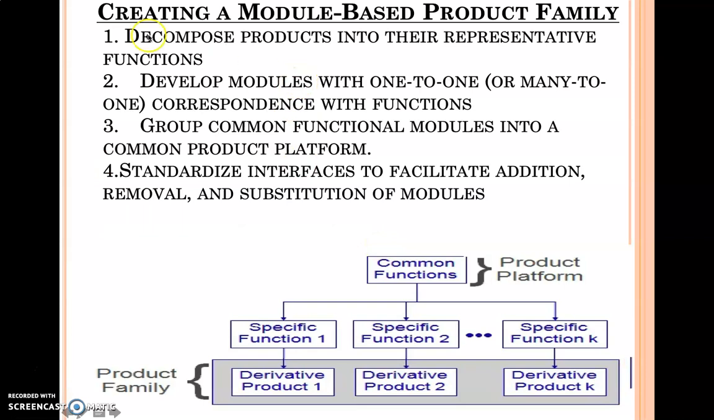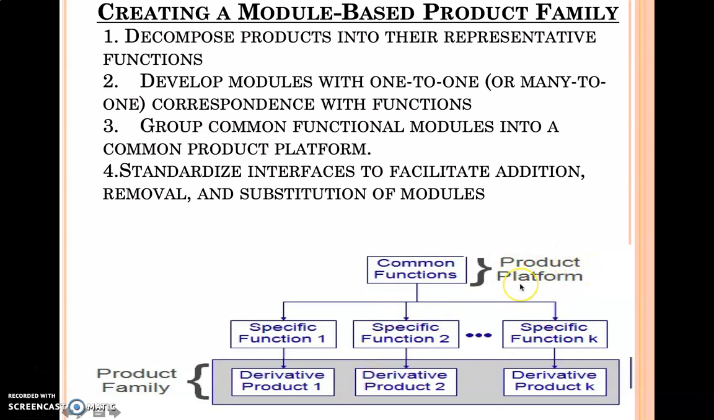Okay, so creating a module based on the product family, what you have to do is decompose the product into its representative functions and develop modules one to one. Then group common functional modules into a common product platform with standardized interactions. So this is your common function, you have divided it into some specific functions. Then these are the derivative products: the common functions, the specific functions, and this is derivative product number 1, 2 and k. So this is called a product family and this is called a product platform.